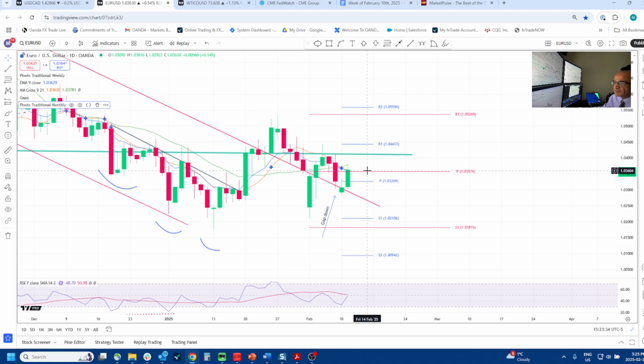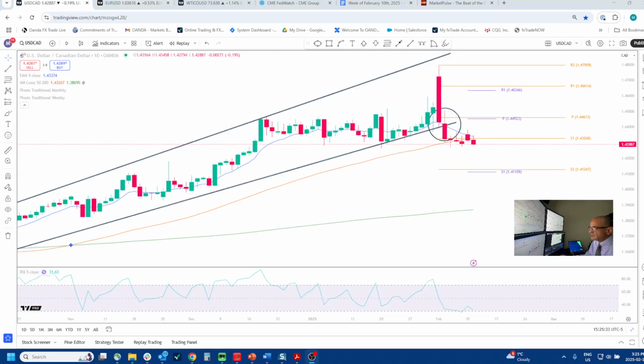We have a pivot point, a monthly pivot point at 1.0357, 3 moving averages intersecting above the price action. This will represent a critical confluence of resistance for euro dollar. We had a gap down at market open. That's the one we discussed earlier regarding the tariffs on aluminium and steel imposed by President Trump.